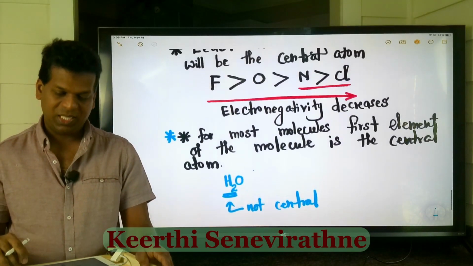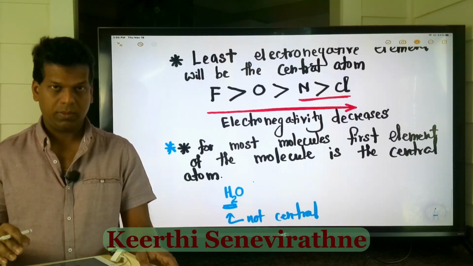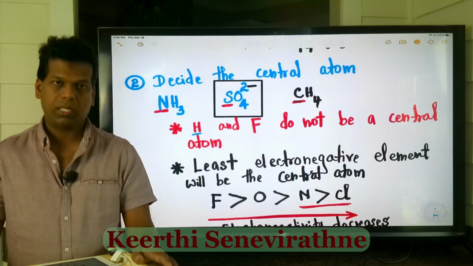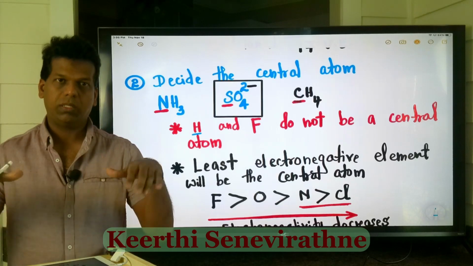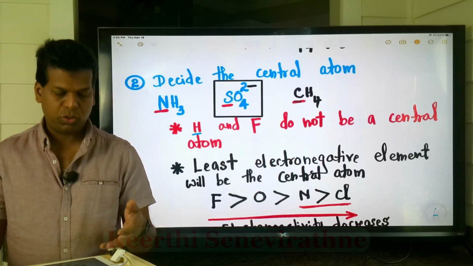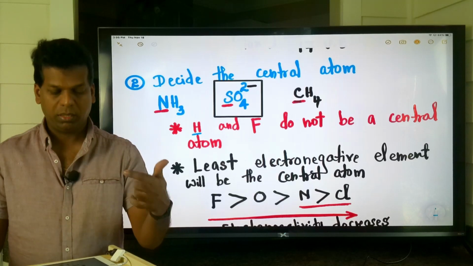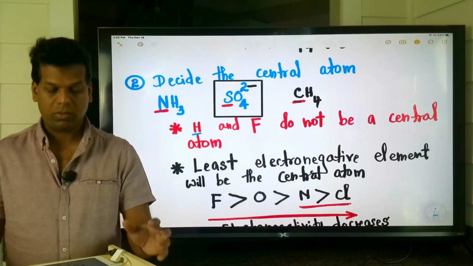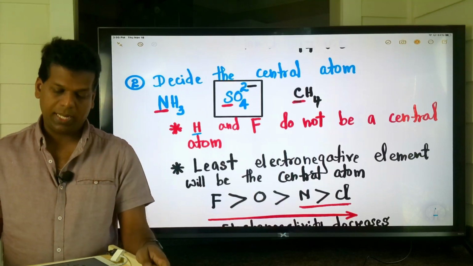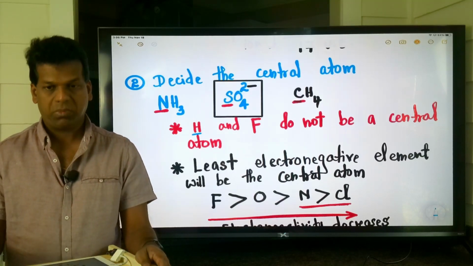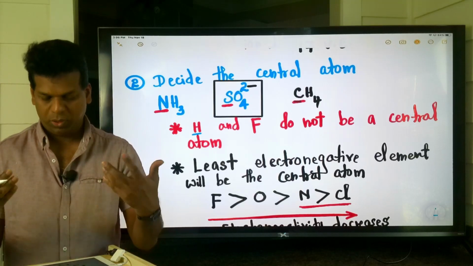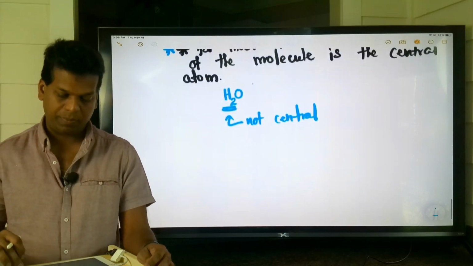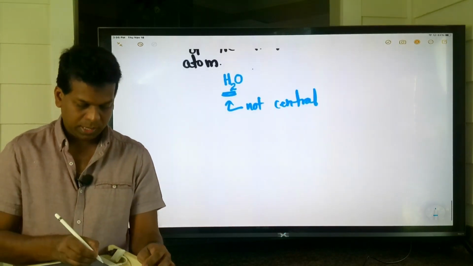Okay? So the central atom, there is only one central atom. The others are going to be terminal atoms. For example, in NH3, there are 3 hydrogens, so they are terminal. For sulfate, there are 4 oxygens, so oxygens are terminal atoms. For CH4, hydrogens are terminal atoms. So you can decide that way too. There are several ways to decide the central atom. So the next thing is, let's say it is step 3.